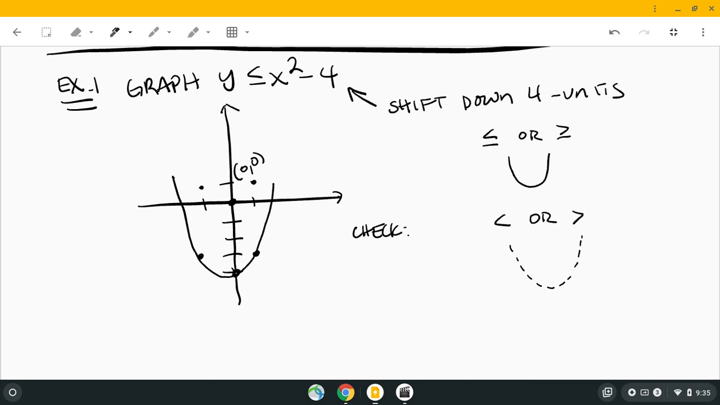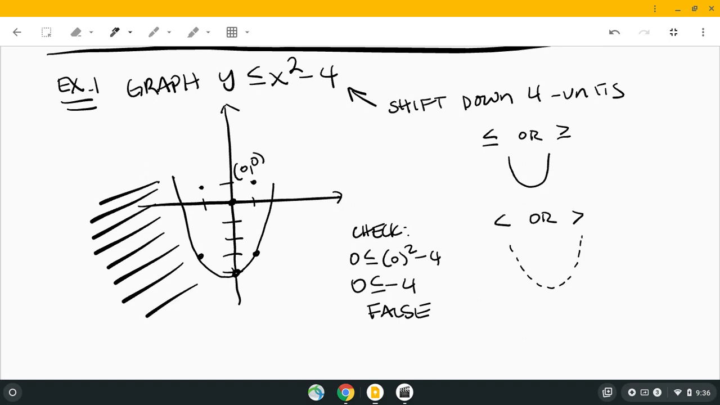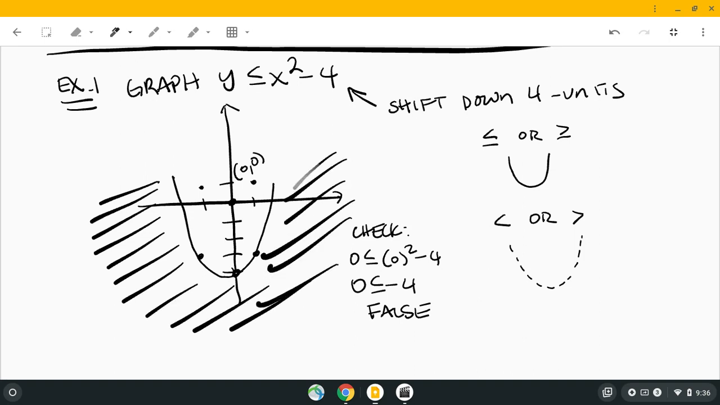We're going to take that checkpoint 0, 0 and plug 0 in for y and for x and see what kind of statement we get. 0 is less than or equal to -4. That's false. So it's false for 0, 0, so don't shade there. So we're going to have to shade outside. Okay, so it's very similar to graphing linear inequalities.